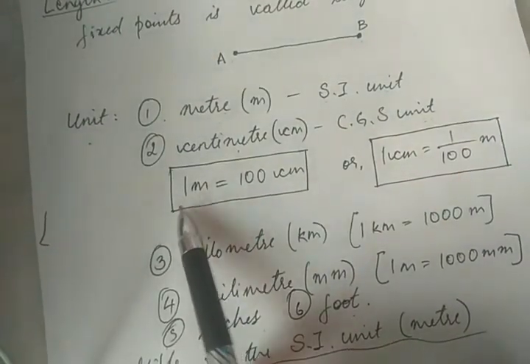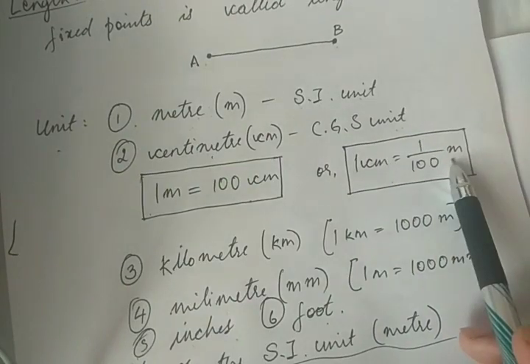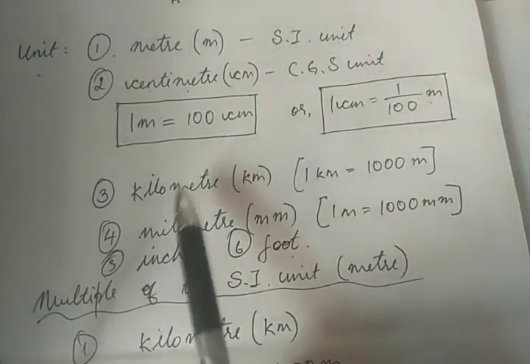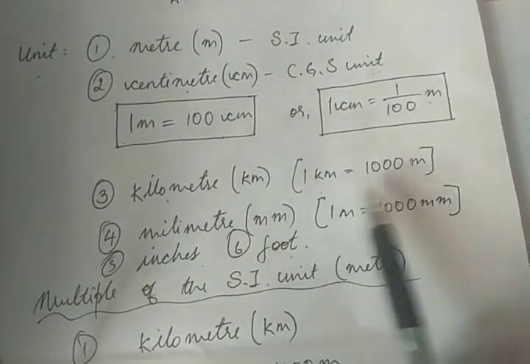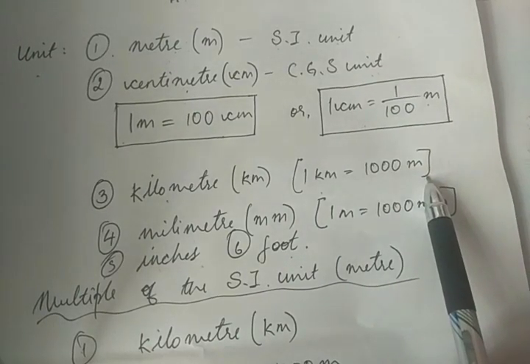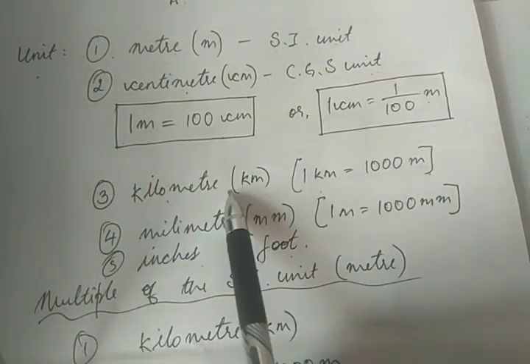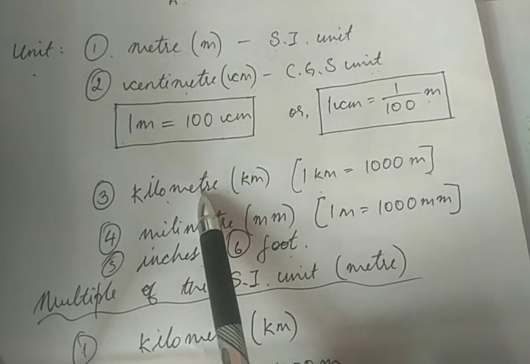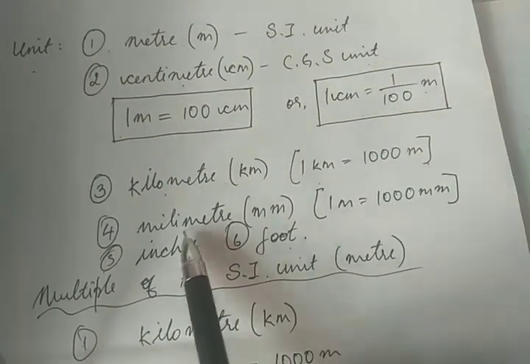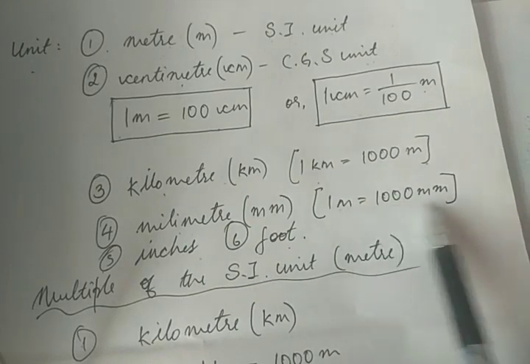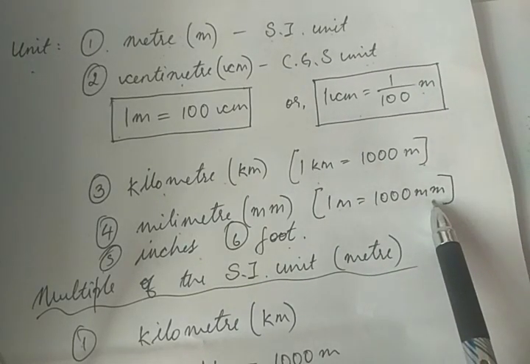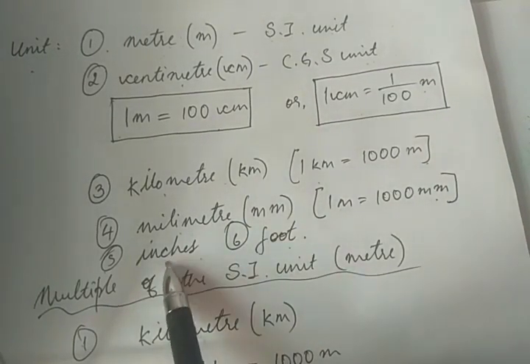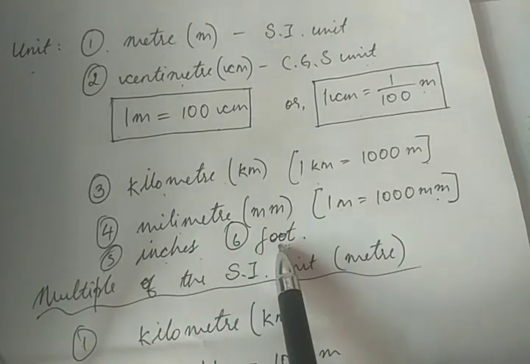Now these are the relations. 1 meter is 100 centimeter, or 1 centimeter is 1 upon 100 meter. The other units: 1 kilometer is 1000 meter. So a kilometer is bigger than a meter, a multiple of meter. Millimeter: 1 meter is 1000 millimeter. And there are other units, inches and foot. I'm not giving you the relations for them.